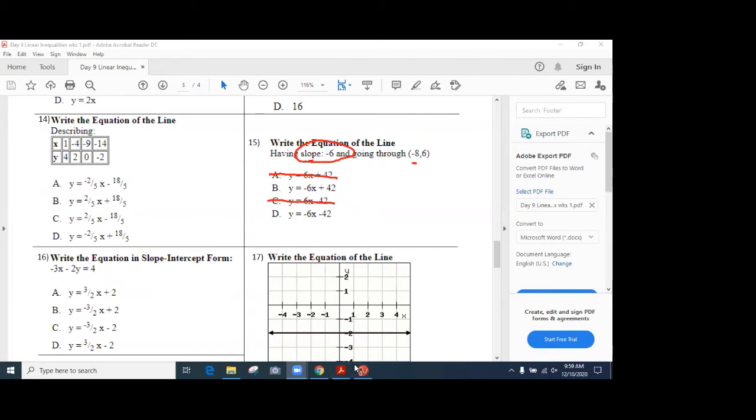Try D? Oh, okay. I'm feeling like we should try D here. I don't know what it is today. I'm just getting all these feelings.